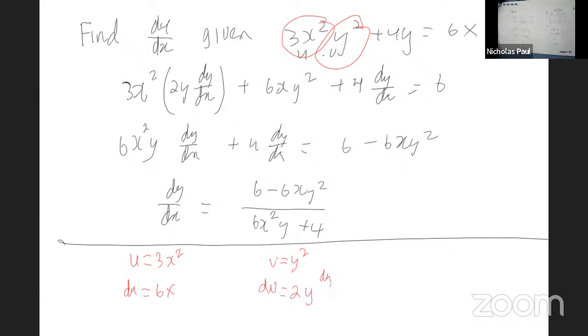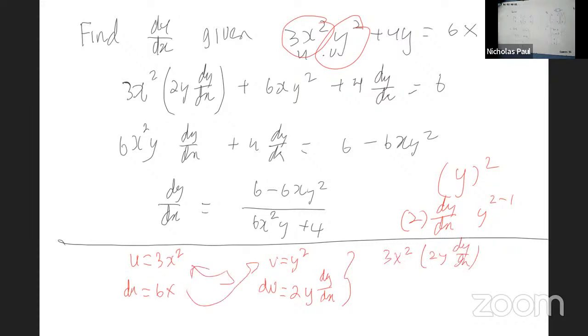2y dy/dx, right? Remember the technique? Bring down the power, differentiate the bracket, and minus 1 from the power. So you'll be left with 2y dy/dx. And then you just plug it in the formula. 3x squared by 2y dy/dx. Remember, it's this by this, and then this by this. And you will get plus 6xy squared.